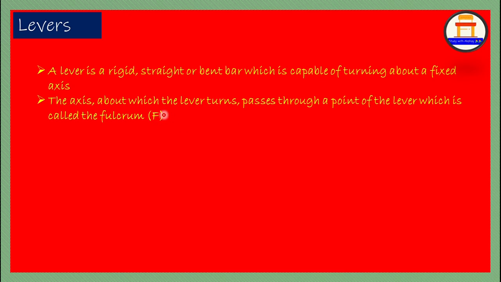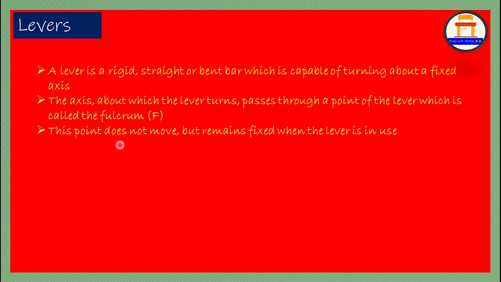Fulcrum is F. Like in a seesaw, we have something in the middle, and when two of you sit on the other side, the middle point where it is pivoted is known as the fulcrum. The pivoted point is known as the fulcrum. This point does not move but remains fixed. So I have told it as pivoted when a lever is in use.